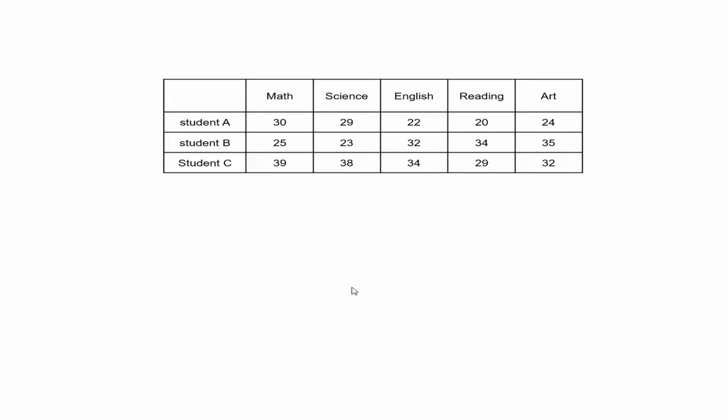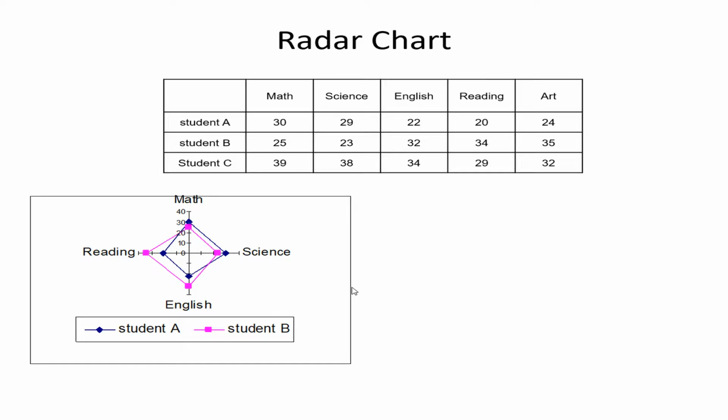One way of doing this, and this is my suggestion, is to use something called a radar chart. This radar chart, as you can see, in this case I am using only 2 students, A and B, and using only 4 subjects: math, science, English, and reading. Therefore I am using this part of the graph here.